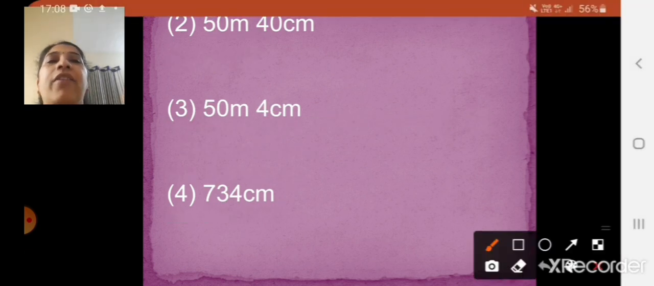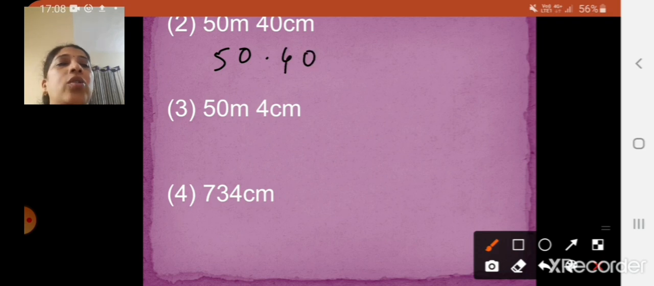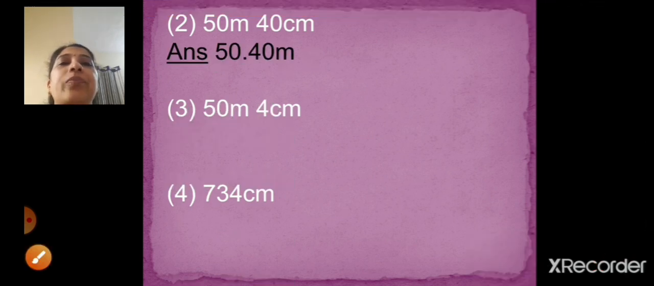Next one, second one is 50 meter 40 centimeter. So again 50 meter means you will write it as 50. Now 40 centimeter means you will put a point and you will write 40. So your answer will be 50.40 meter.